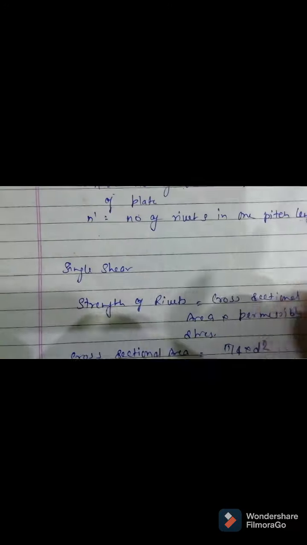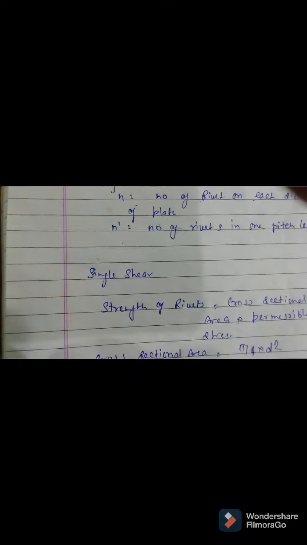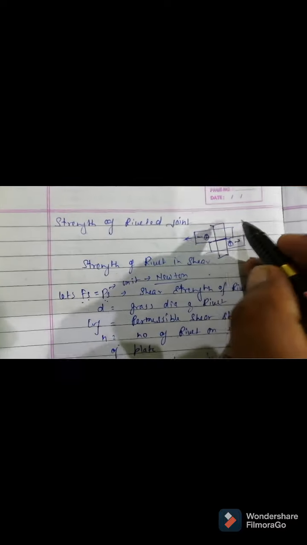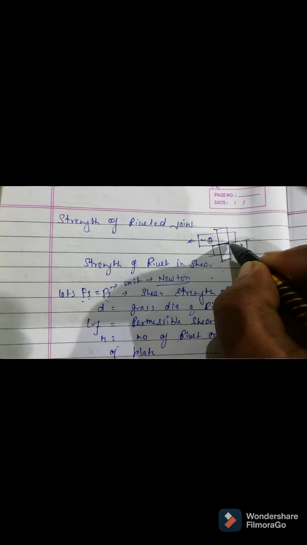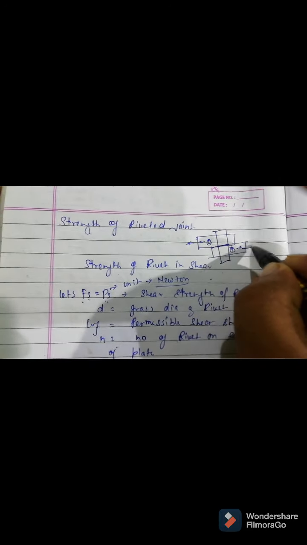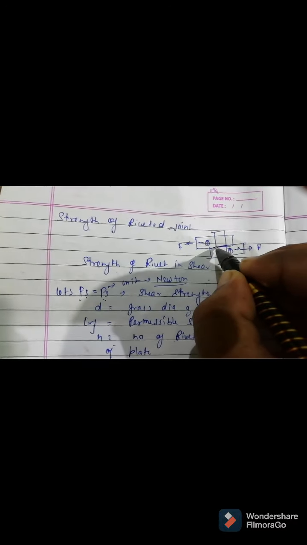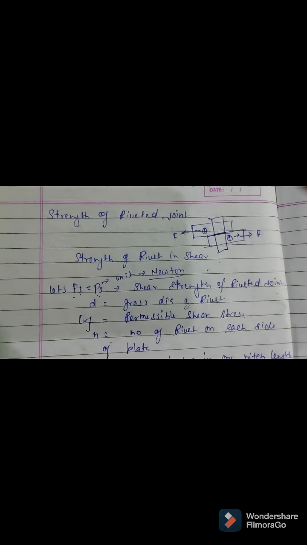When you consider a lap joint, this is called single shear. Single shear means this: see this force. Here the shear occurs at only one place, and the whole force F applied here is supported at that one place. So this is called single shear. Let's first discuss single shear.